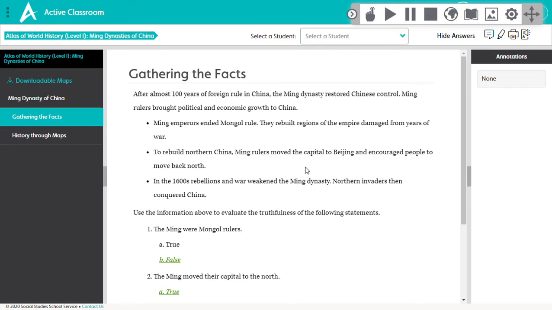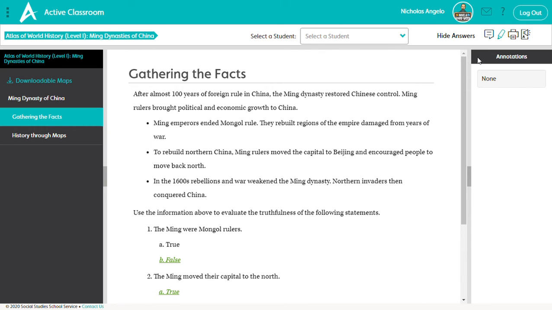Now, as far as going over the assignment from yesterday, I'll read you the gathering the facts here, and we'll talk about why answers are true or false. So it says, after almost 100 years of foreign rule in China, the Ming Dynasty restored Chinese control. Ming rulers brought political and economic growth to China. Remember, for a long time, the Mongols, who we talked about, were in control of the land where China is today. So it says Ming emperors ended Mongol rule.